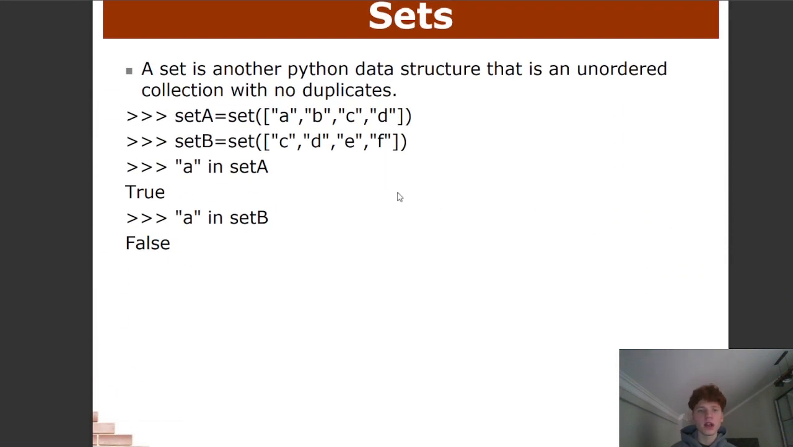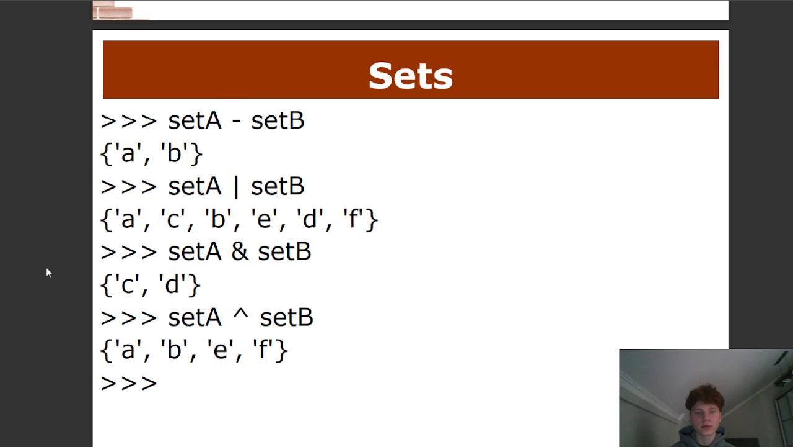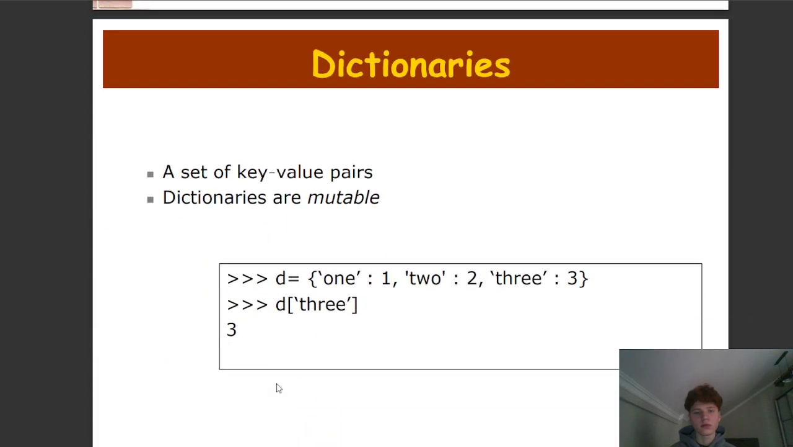Sets. A set is another Python data structure that is an unordered collection with no duplicates. Sets. Dictionaries. A set of key-value pairs. Dictionaries are mutable.